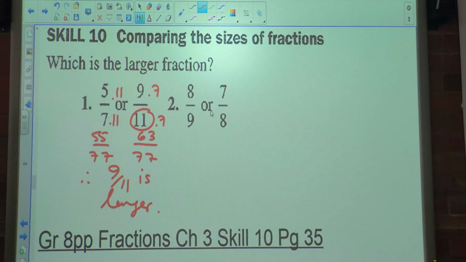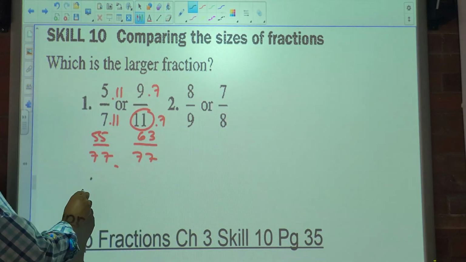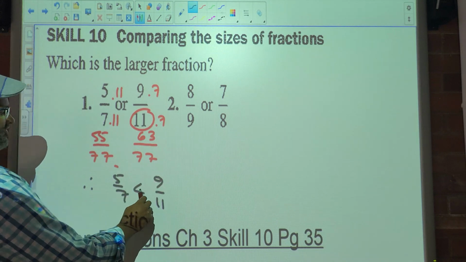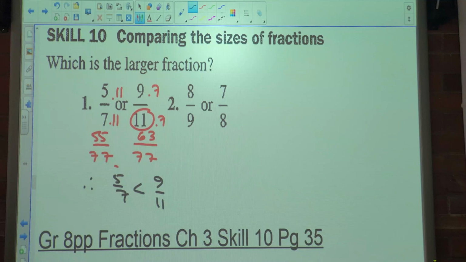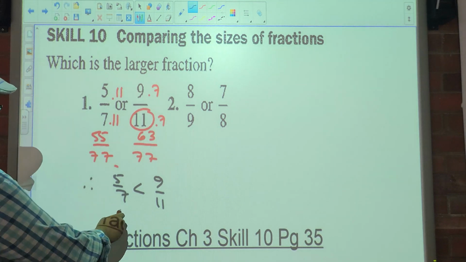Do we have to do it? No, but what you could have done was write it as, therefore 5 over 7 is less than 9 over 11. Or 9 over 11 is more than 5 over 7. Yes? Do we have to have a therefore sign? No. Okay. What was your question, Michael? This symbol.